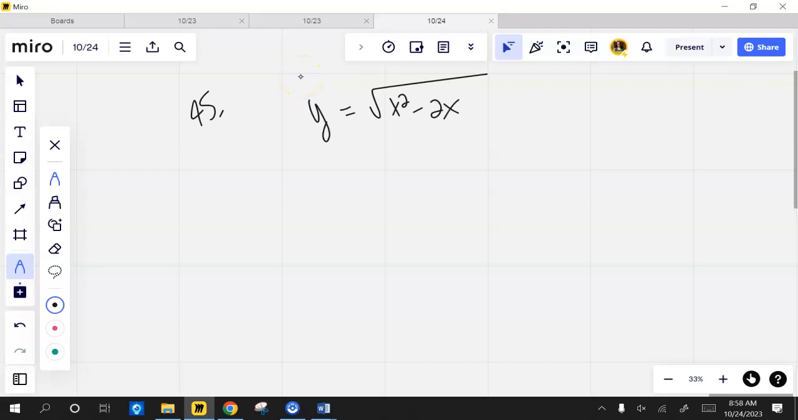So let's find the tan line and the normal line when x equals 3. So I'm going to do slope. I'm going to do derivative first. Minus 2x to the negative 1/2. Now I'm going to chain it. So 2x minus 2.